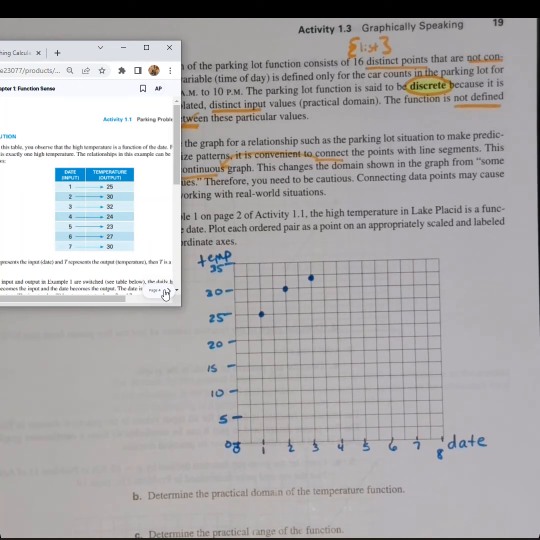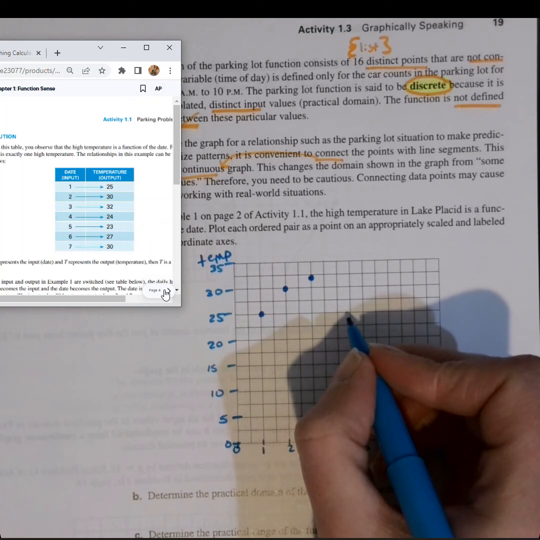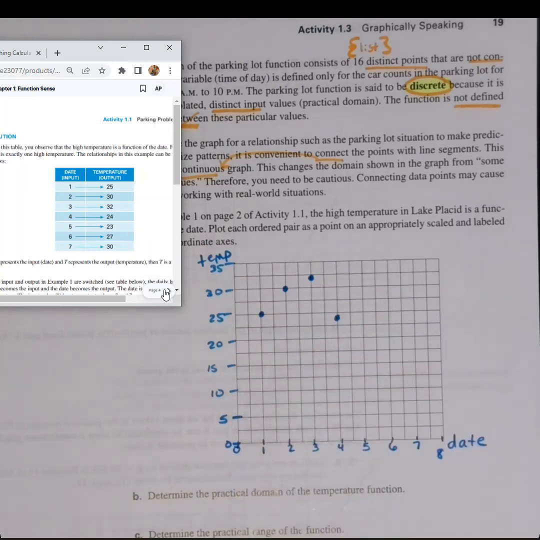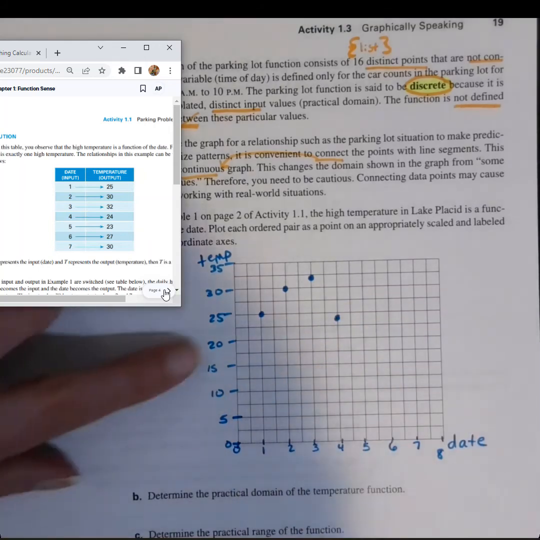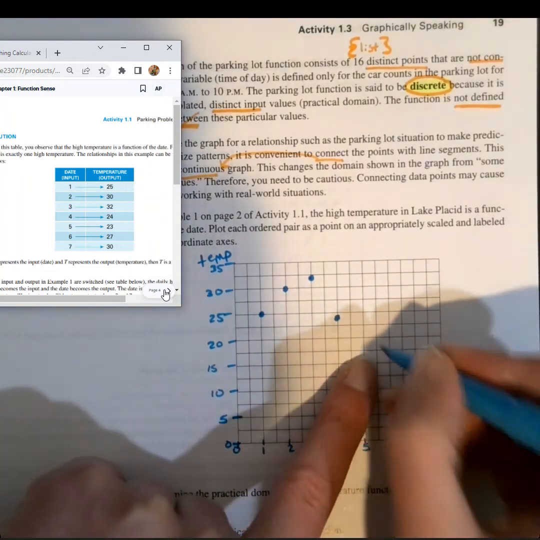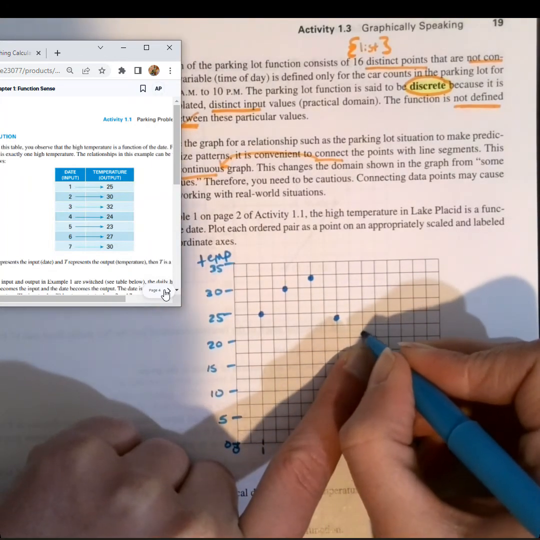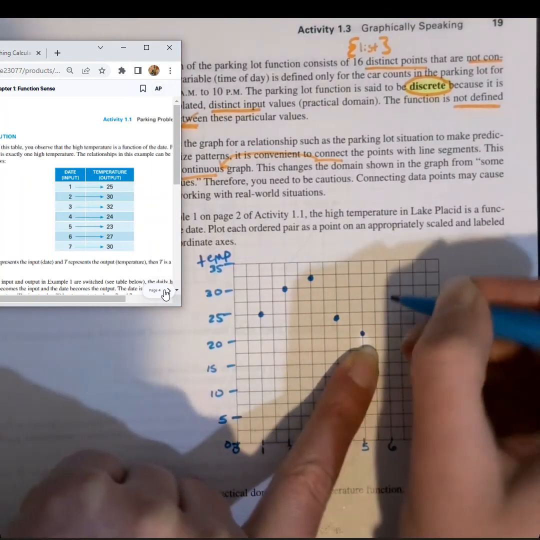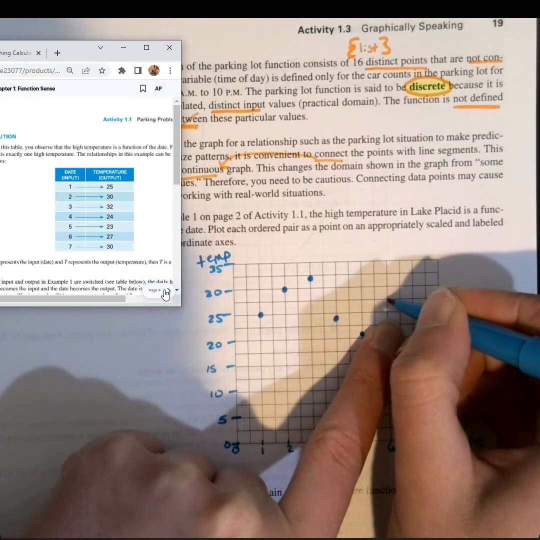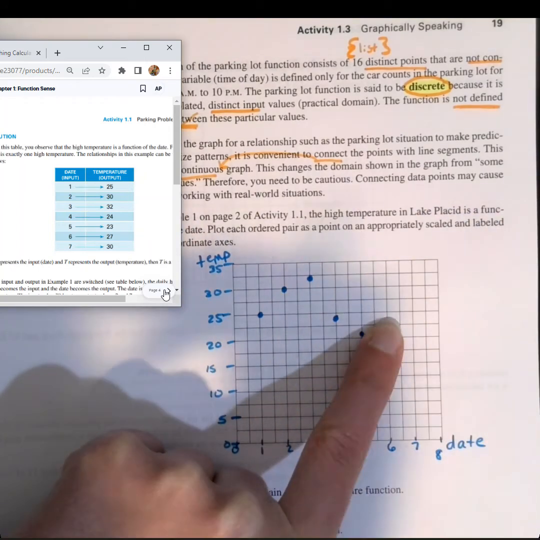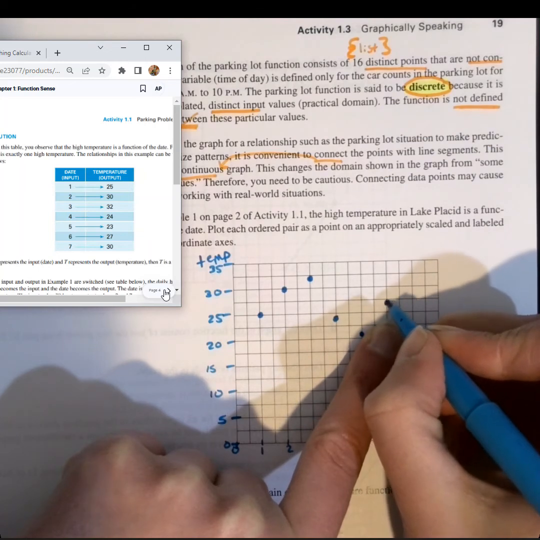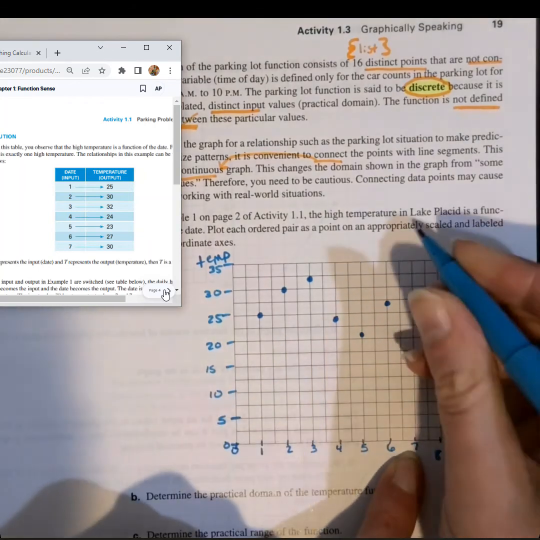Then 4, 24. 5, 23. So this is 22.5. So 23 is quite close to that. 6, 27. So this line right here would be 25 plus 2.5, so 27.5. So 27 is just below it. And then 7, 30.